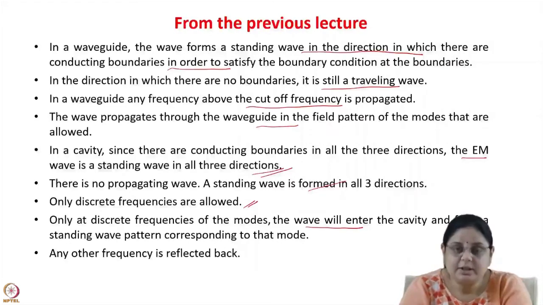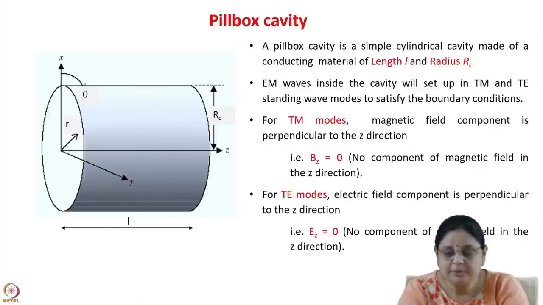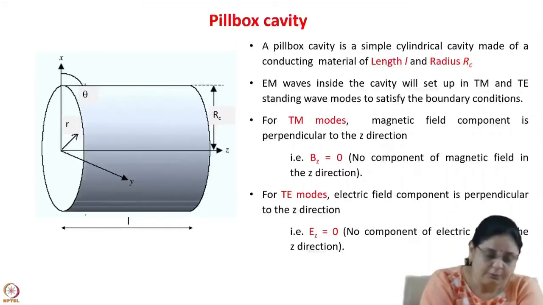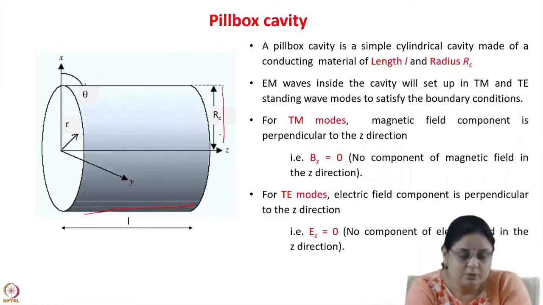Today we will study the modes or the field patterns in a pillbox cavity. A pillbox cavity is simply a cylindrical cavity made up of conducting material, of length L and radius RC. So it's a simple cylinder, closed in all directions, and the length is L and the radius of the cavity is RC.